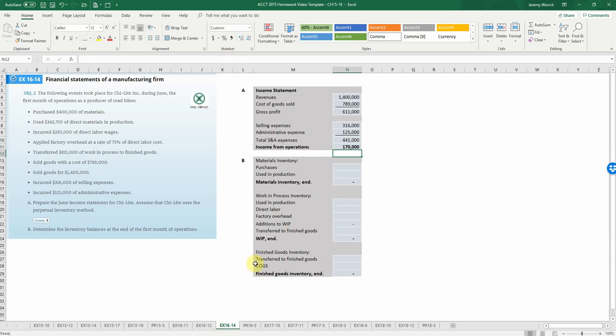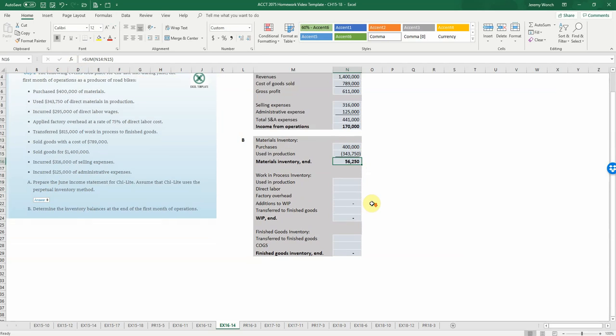So then part B, we just need to calculate the inventory balances. And so we have our three inventory accounts. We have our materials inventory, our work in process inventory, and our finished goods. It tells us the very first off that we had purchases of 400,000. And then it tells us we used 343,750. I'll make that a negative in production. So that means we have an ending materials balance of 56,250.